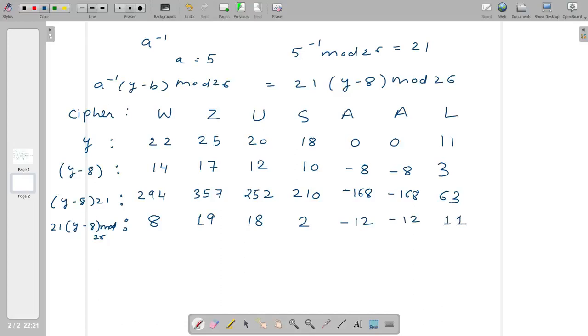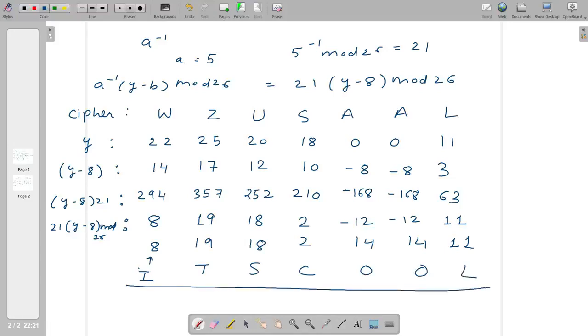Now we know that all the numbers should be positive. So to make this minus 12 positive, what we are going to do? We are going to add 26 to it, so it will be 14 and 14. So this is our numerical value for the plain text, and when we replace it, it is I, it is T, it is S, it is C, this is O and L. So that we get the same plain text.